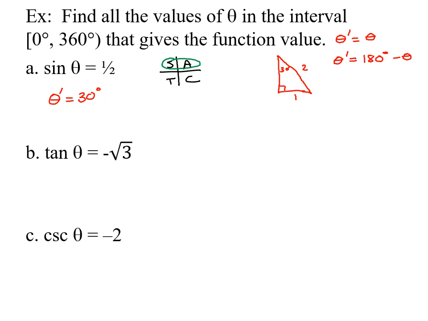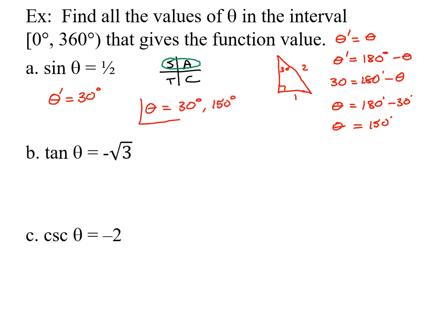The other answer would be to put 30 in here and solve it for theta. If you move the theta over and subtract the 30 over, then I'd get that theta is 150. So my answers are 30 and 150. And you can check those too. Type them in the calculator. If you did sine of 30, you should get 0.5, and if you did sine of 150, you should also get 0.5.